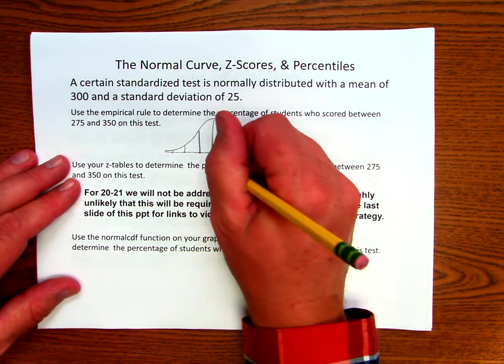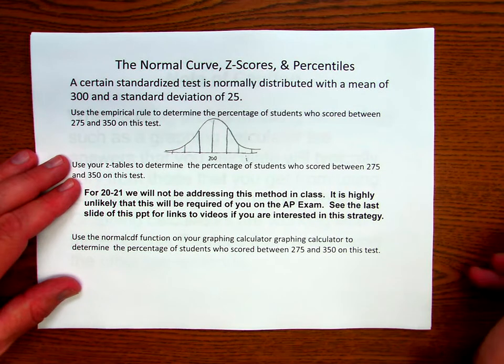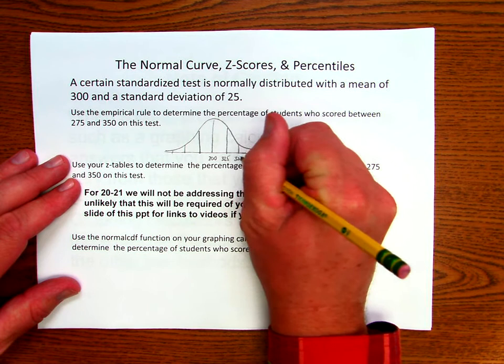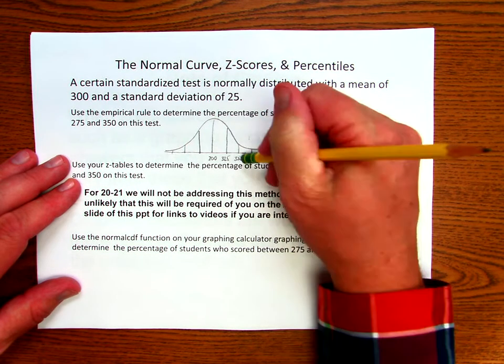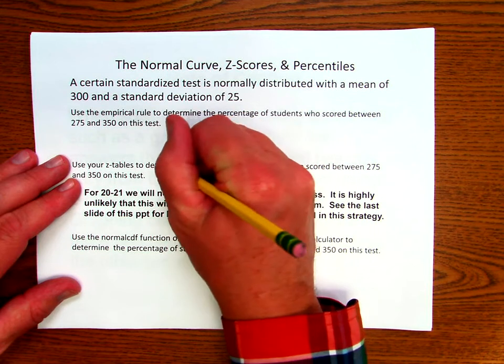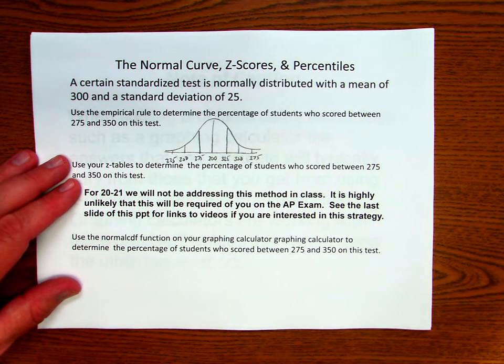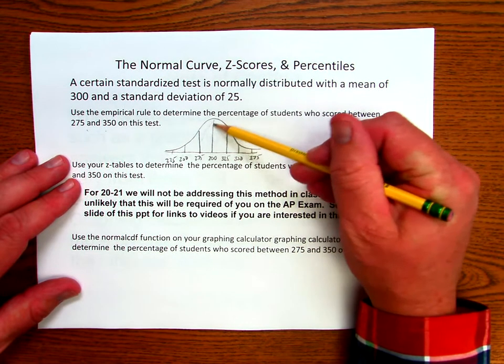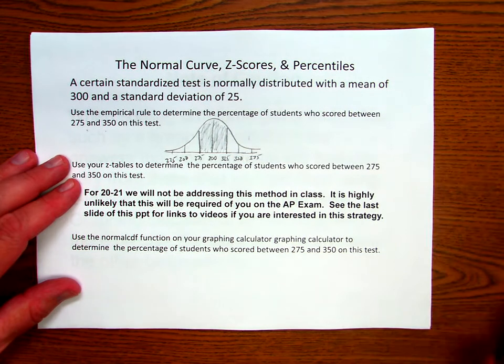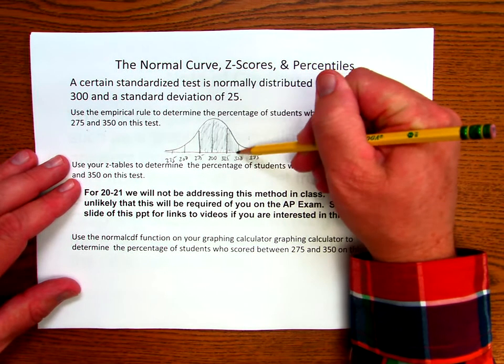The mean for this problem is 300. If the standard deviation is 25, then that makes this 325, 350, 375, and 275, 250, 225. We want to know what the probability is, or what percentage of the students, rather, scored between 275 and 350. Well, 275 and 350 would be this area right here. Oops, no, that area too. Going to go all the way to there.